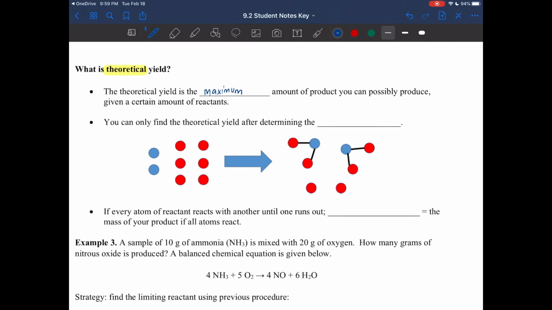You can only find the theoretical yield after determining the limiting reactant, because the limiting reactant is what we base all of our theoretical yield calculations on. So if every single atom of reactant reacts with another until one runs out, that theoretical yield is the mass of your product if all of your atoms react. So maybe like our theoretical yield here was whatever mass of those 2 molecules were that formed.